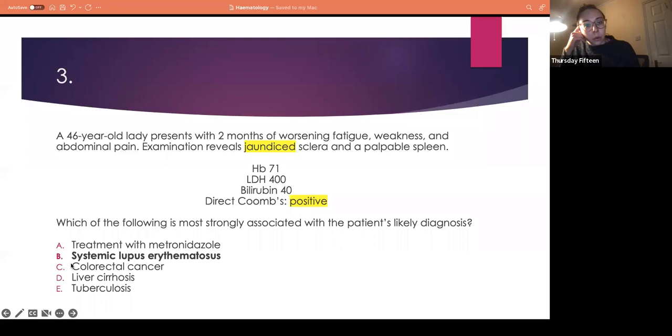Colorectal cancer, so autoimmune hemolytic anemia can be linked to some cancers, but it's uncommon. It's more likely to be hematological cancers that it's related to. Liver cirrhosis and TB are rarely associated with autoimmune hemolytic anemia, but they can be. But lupus is obviously just more strongly associated.